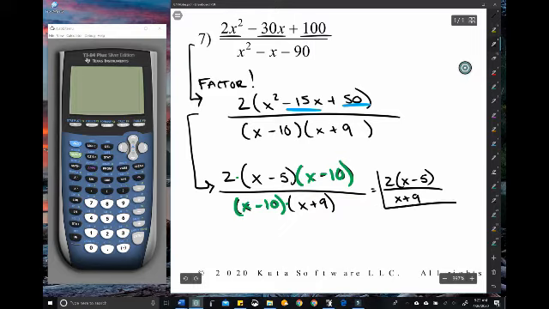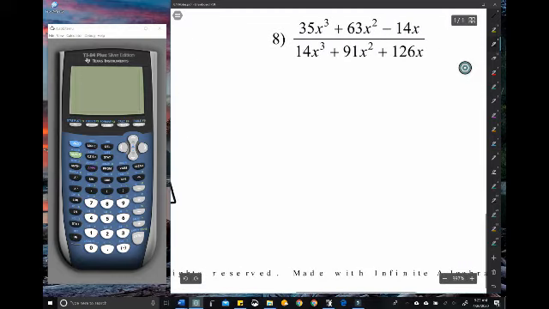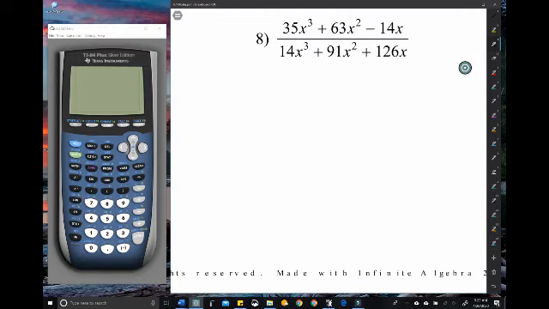If you want to leave it like that, you can. You did enough hard work already. And really, you could distribute the 2. So factor, factor, factor, cancel out. The last one. Oh my gosh. When in doubt, GCF out. Take out the greatest common factor.